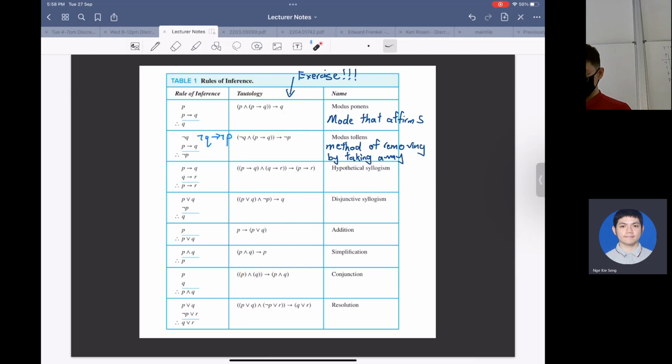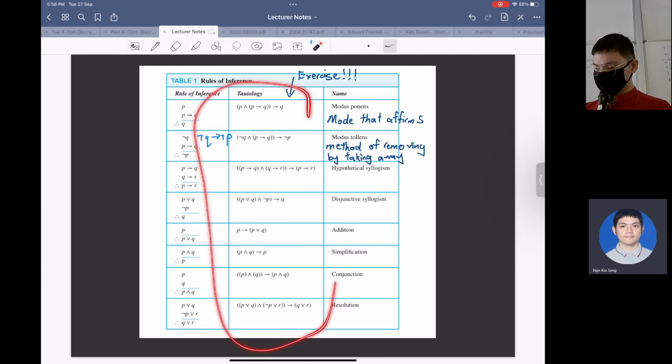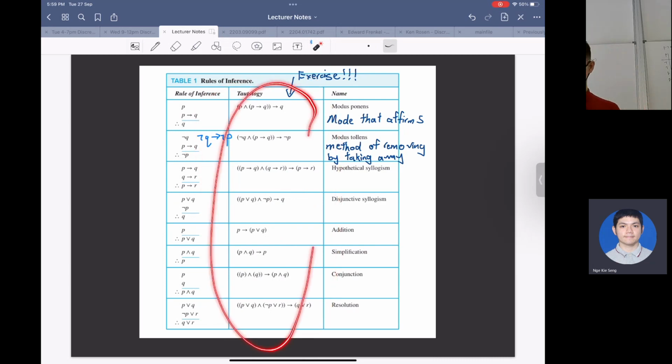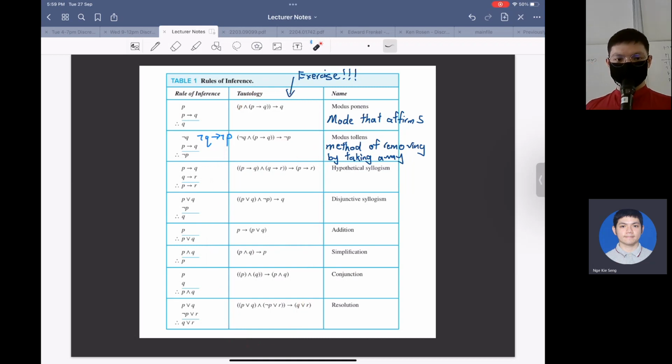Just now we used which one? This one. See, tautology. Exercise: try this. Show that they are tautologies. Very important. You must master the skill.